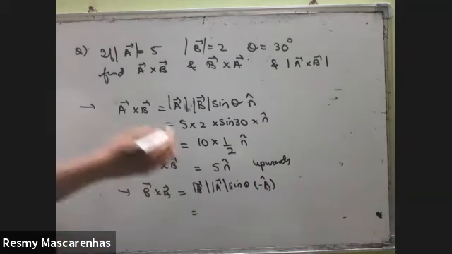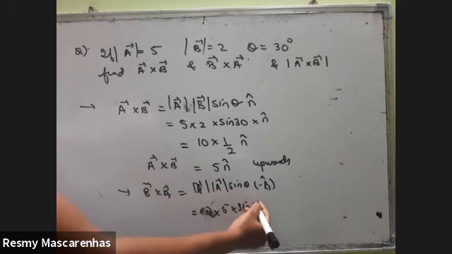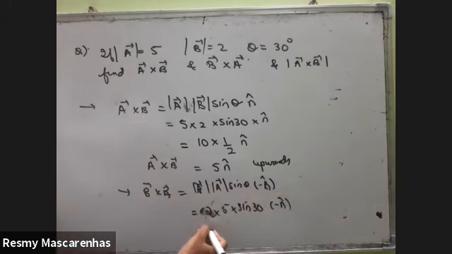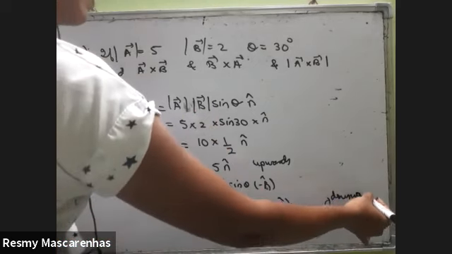So again you'll get the same answer. 5 in 2 into 5 into sin 30 minus n cap. So this will be anyways 10 into half. So that is 5 times minus n cap. So this only tells you this direction is downward.